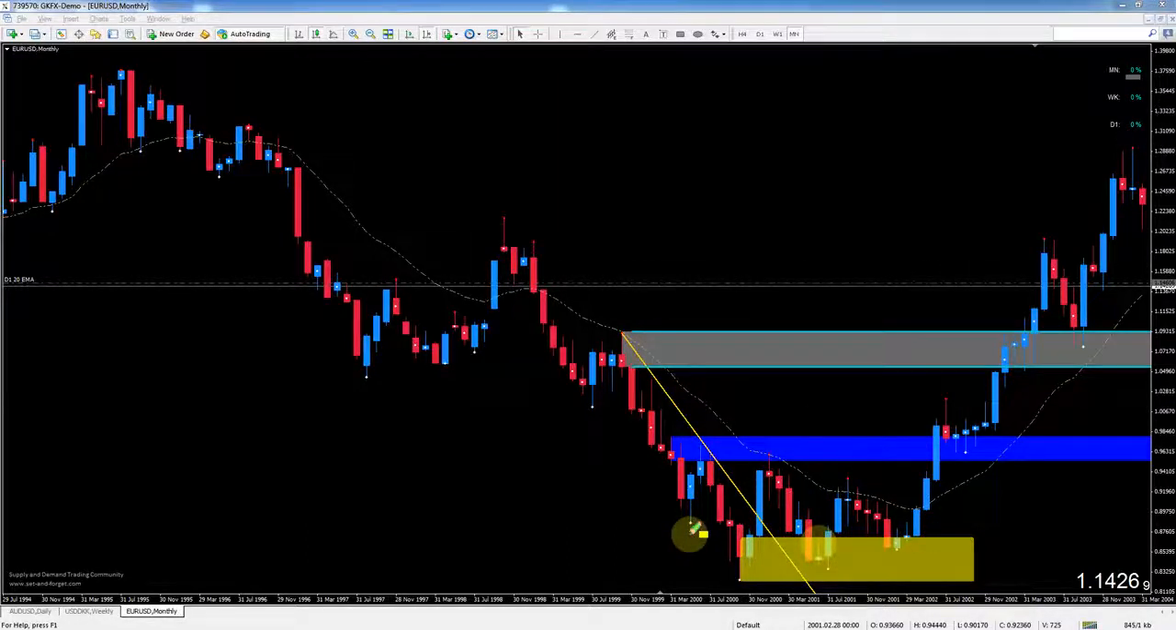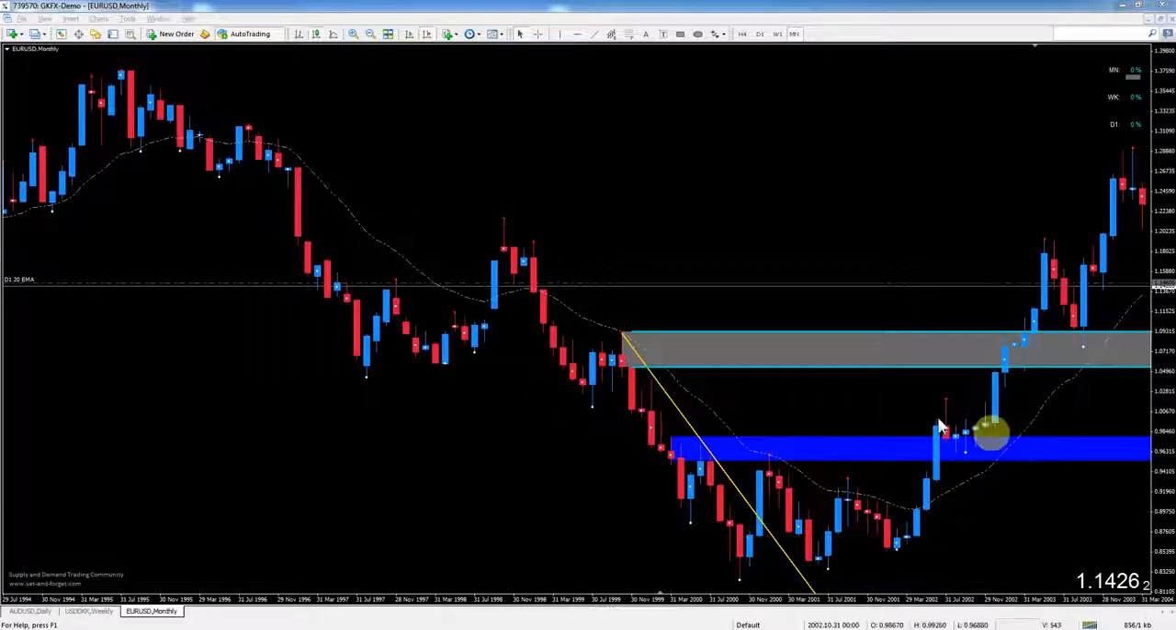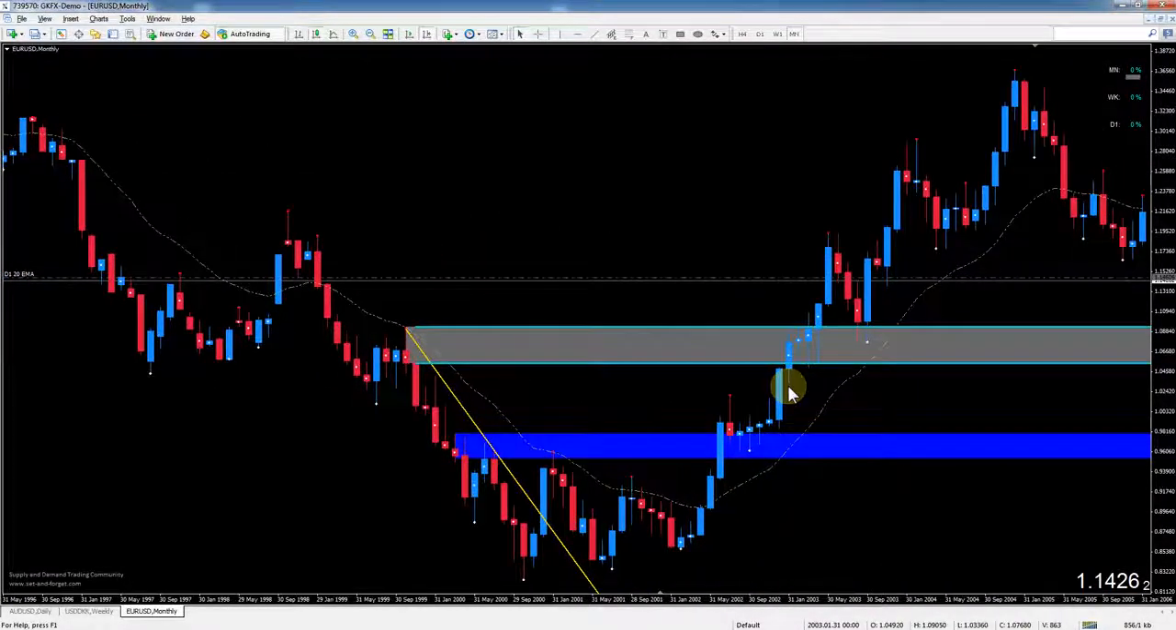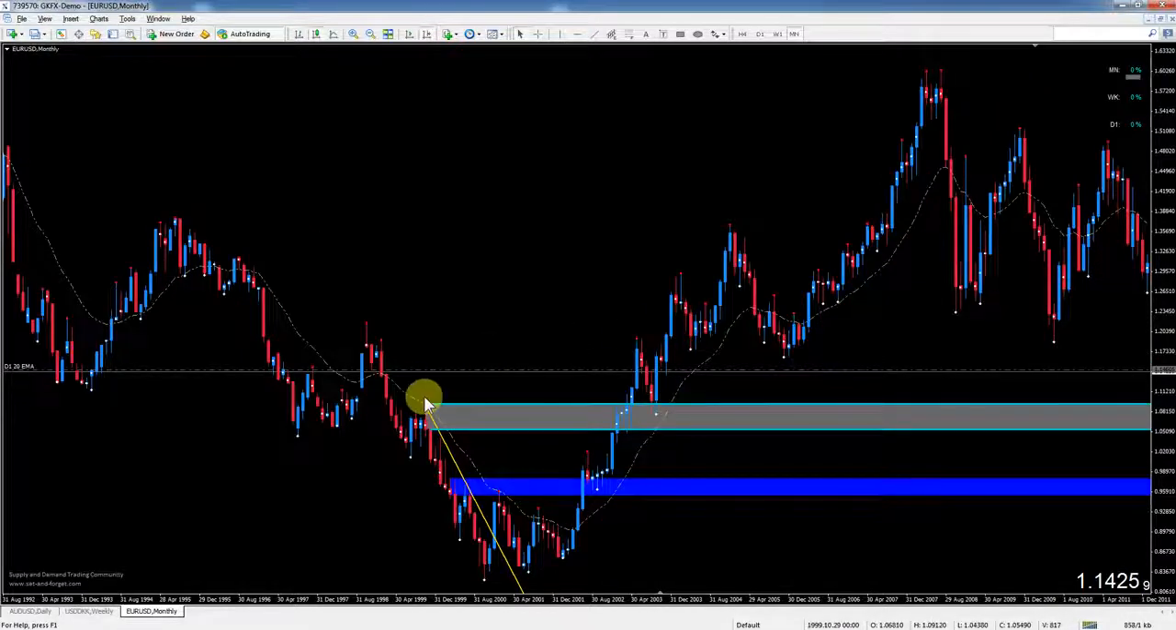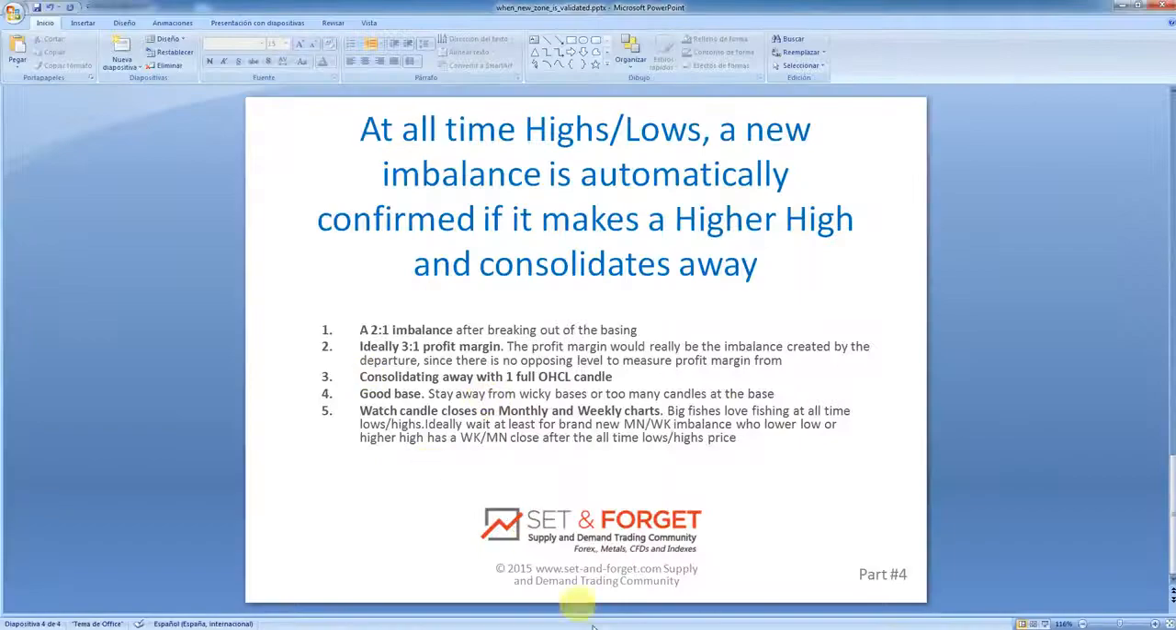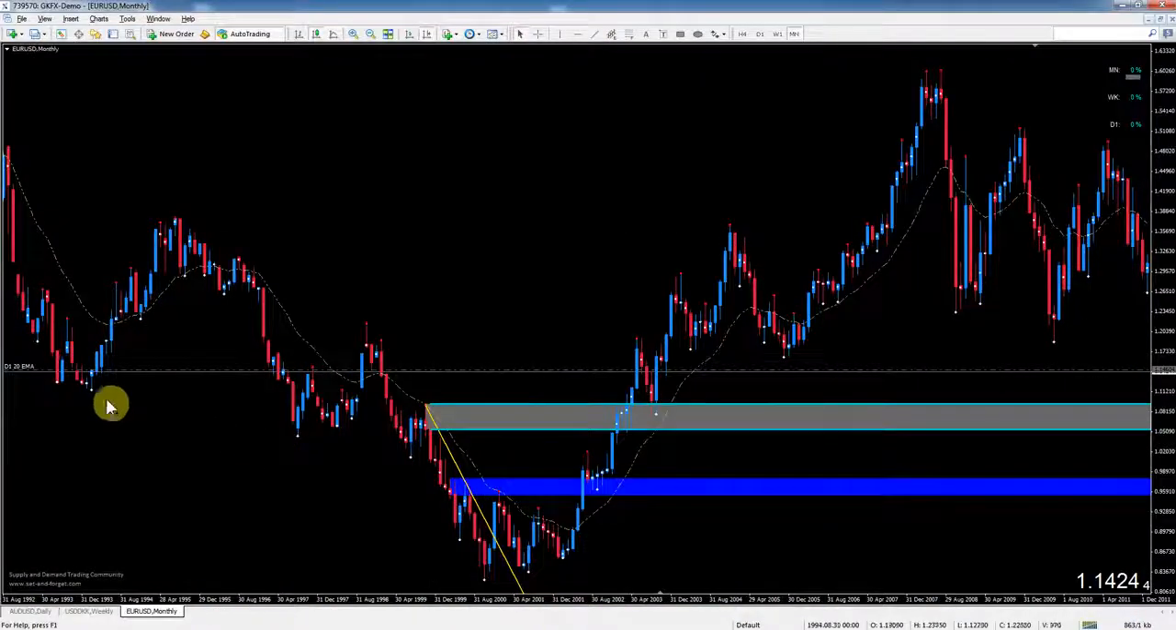and then rallies again. Okay, so this is what we do when we don't have any opposing area to lean on in order to calculate our target and validate our new imbalances. So a new imbalance needs all this. Okay, 2 to 1 closing on, at least if this is an all-time low, wait for the monthly to close. Wait, the trades will happen, as you can see. You just have to be patient.